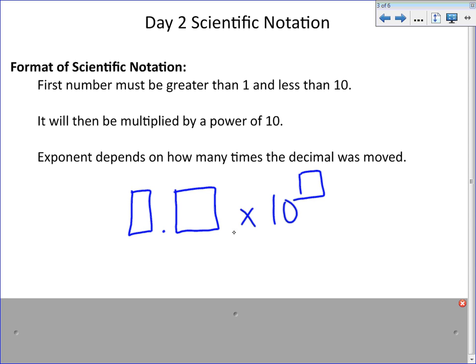Then it's going to be multiplied, and we're going back to the old-fashioned multiplication sign. This is the only time that I really want you to use that instead of the dot. So do not use the dot. Go back to the x with scientific notation, and then we're going to do times 10 to the something power. That exponent is going to depend on how many times the decimal is actually moved.